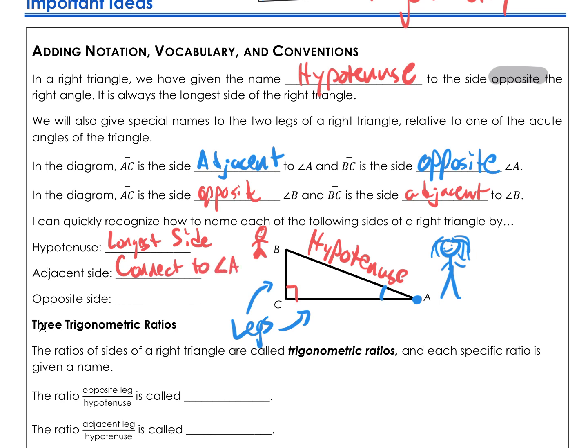The opposite side is not connected, or the opposite leg, we should say. Let me just put that in parentheses. This is not connected to angle A, all right? So this is adjacent to angle A. This is opposite. Well, we can come up with some ratios that are important.